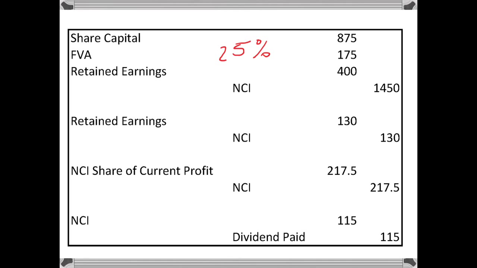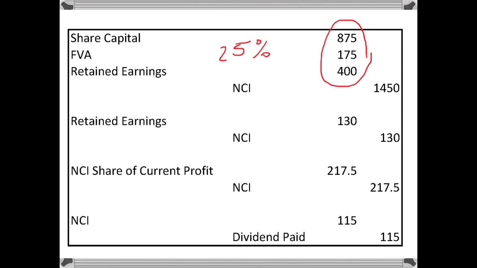Now the first thing that you do is you look at all the pre-acquisition equity and you take the 25% component, which is the non-controlling interest part of it, and you debit those accounts and you credit the non-controlling interest account, which is part of equity, and you credit that whatever the balance is.